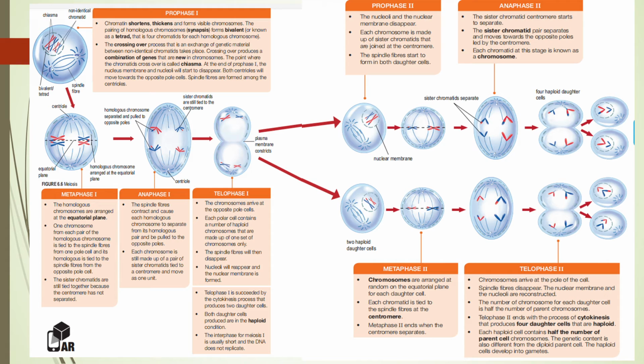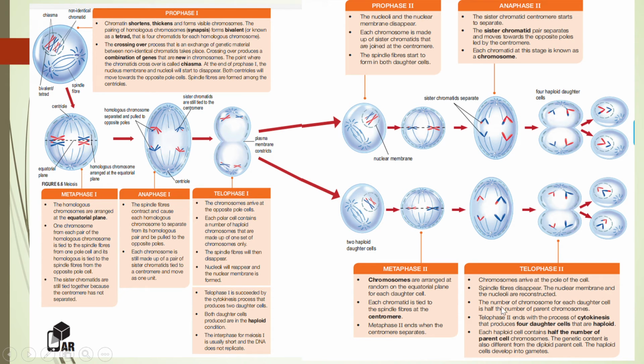Next is telophase 2. So from here, you can see, remember, when you draw, make sure that the centromere is leading to the pole, okay, not the legs, okay, because this part is being pulled. So if you draw reverse like this, okay, it's going to be penalized. So in telophase 2, chromosomes appear at the pole of the cell. So spindle fiber disappears, the rest are the same, nuclear membrane, nucleoli reconstructed.